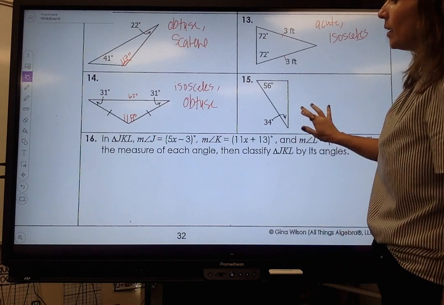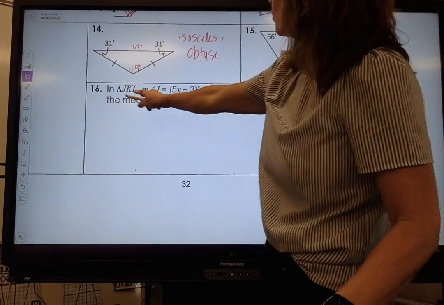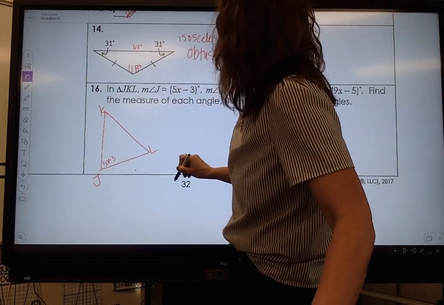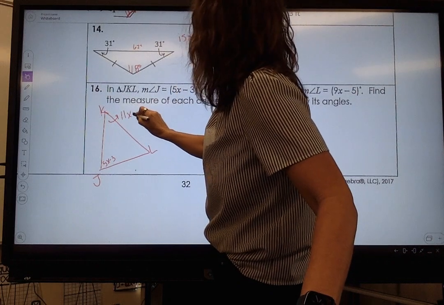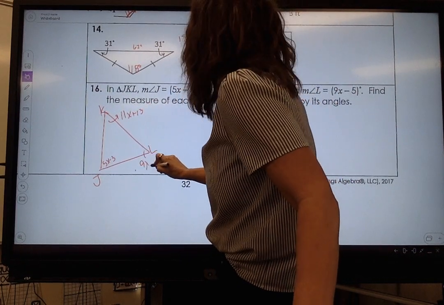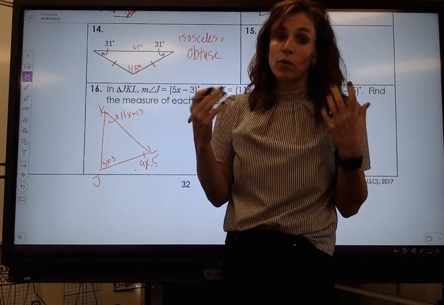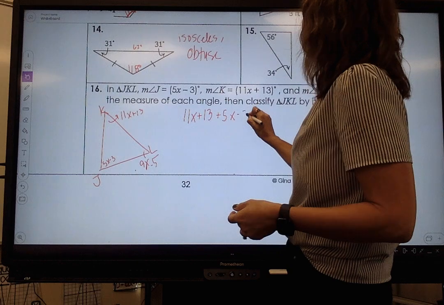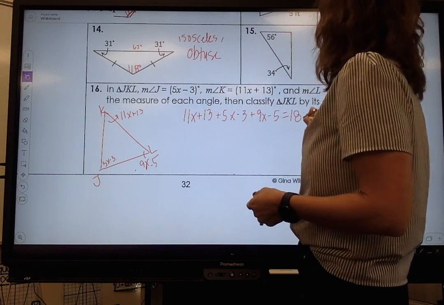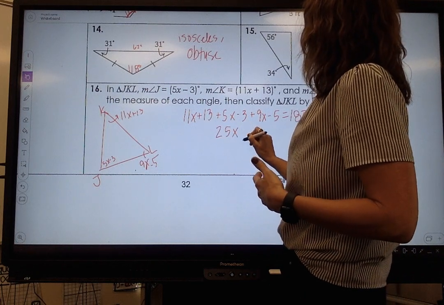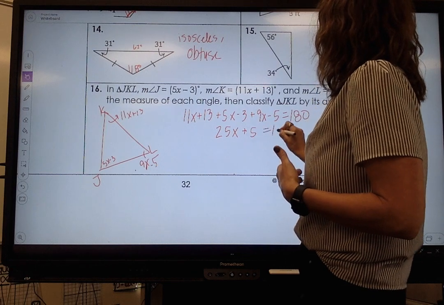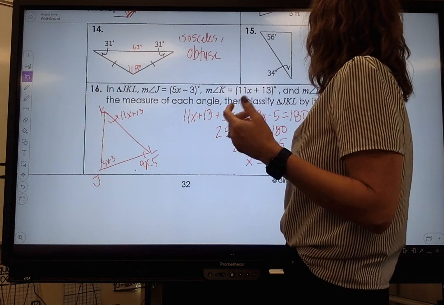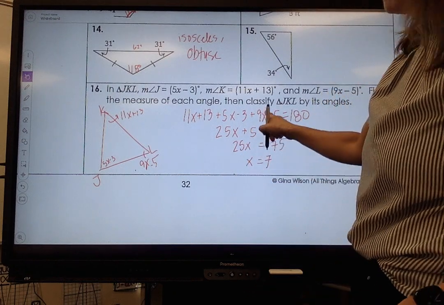Okay, now, here, if it's telling you you have a triangle, draw a picture, it makes it easier. JKL, so J is 5x minus 3, K is 11x plus 13, and L is 9x minus 5. So on this one, first we have to know what degrees we're talking about. So we're going to add them all up, and they all add up to 180. Combining like terms, I'm going to subtract 5 on both sides. 7x equals 49, x equals 7. All right, so I know here that the value of x is 7.